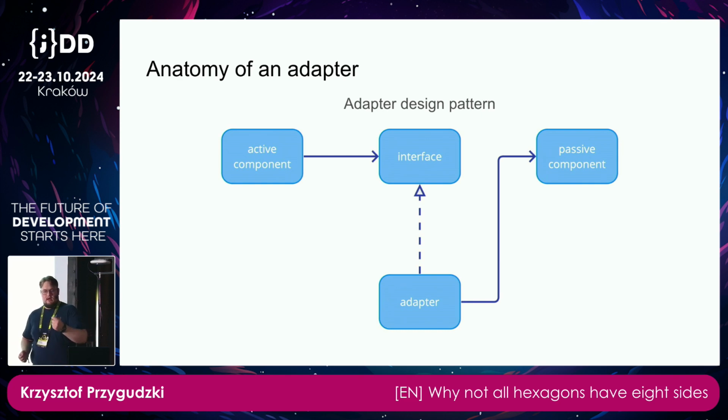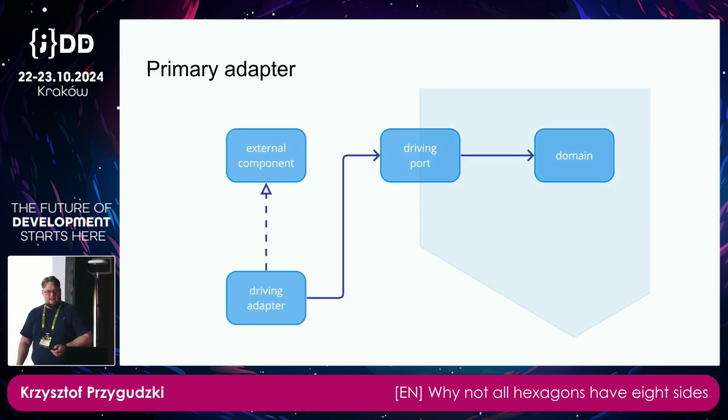So the active component exposes an interface that declares some use cases, how it's going to use the other component. Then there's the adapter that implements this interface, and implements those use cases by consuming the passive component, right? So this way, there's no direct dependency between those two components, but one can use the other.